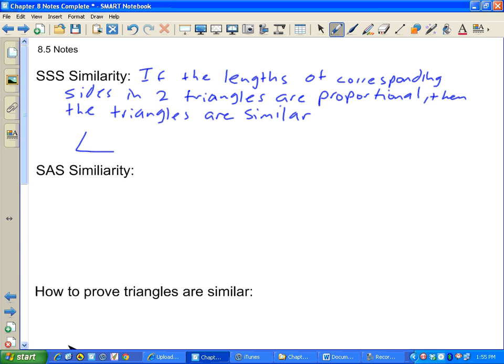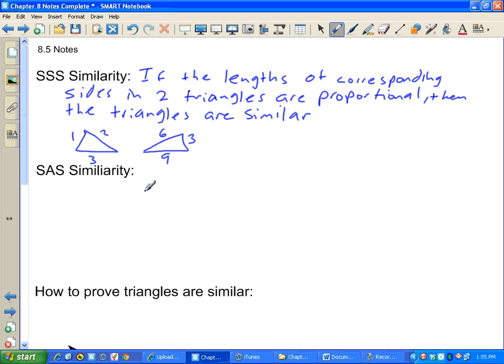So if I have two triangles and there's a constant ratio between all their corresponding sides, okay? So this is a constant ratio of 1 to 3. 2 over 6 is still 1 to 3. 3 over 9 is still 1 to 3. These triangles would be similar by side-side-side.